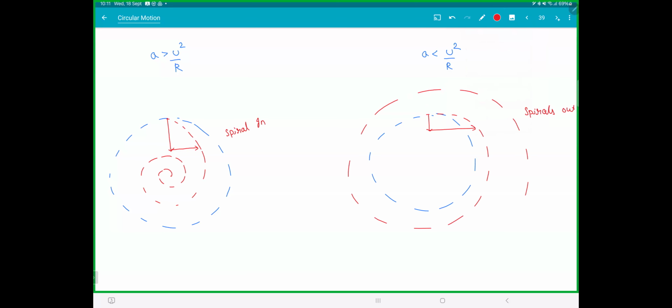Is this making sense? So if you want to go in a circle, you have to have acceleration u square by r. You can't have more than that. You can't have less than that. Is this clear, everyone? Clear? Next thing.